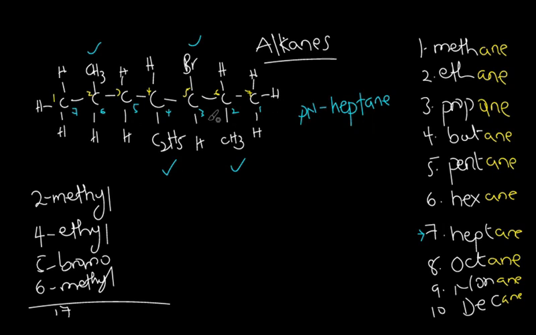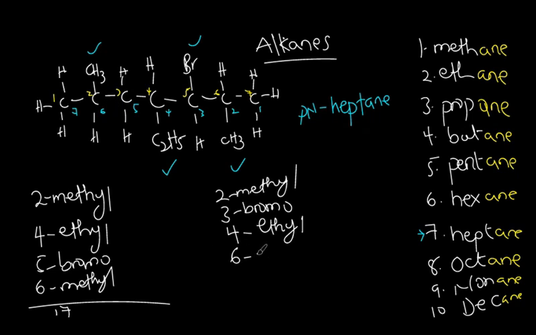So from the left to the right, we have 1 on carbon 2, so we have 2-methyl again. Okay, then we have 3-bromo, bromine will be on 3. Then the ethyl will be on 4, so 4-ethyl. Okay, then the last methyl will be on 6, so we have 6 what? Methyl. Okay, so if we add the numbers, this is 10, this is 15, so we have 15.